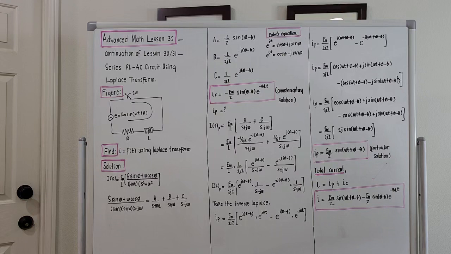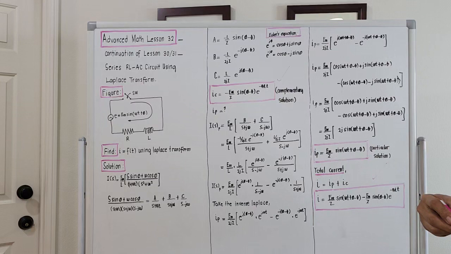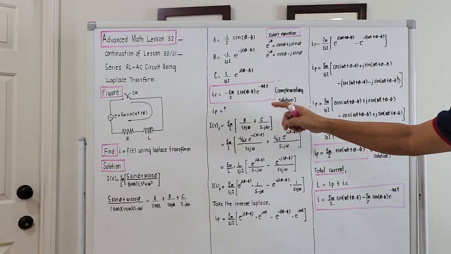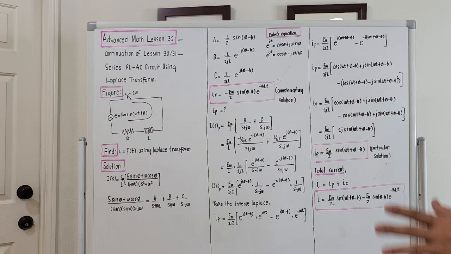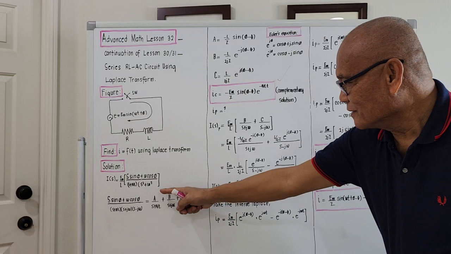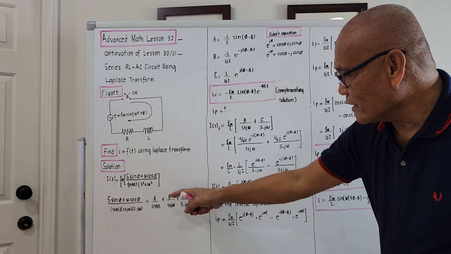For lesson 30, we only presented the solution for the complementary current. And for lesson 31, we did not know yet the value of B and C, so we proceeded with the computation of the value of B and C. That was lesson 31. And for tonight, since we have already the values of A, B, and C, the first part is actually the complementary solution, and the two partial fractions represent the total particular solution. Since we now know the values of A, B, and C, we could now proceed with the simplification, the algebraic manipulation.